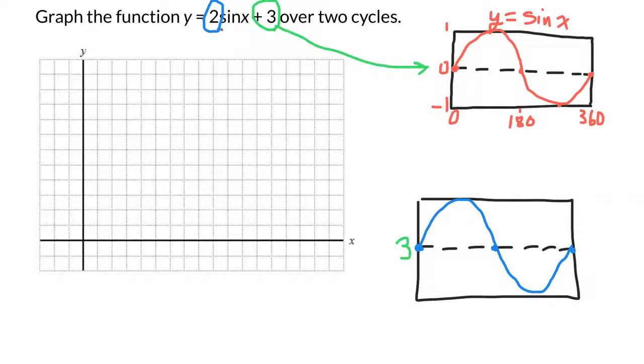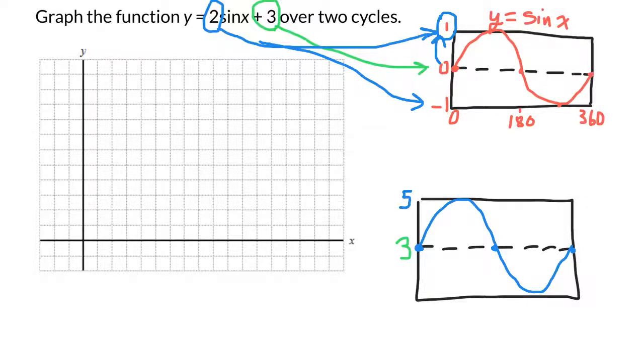But this 2 refers to a stretch. So it applies to my minimum and my maximum values. Instead of my maximum being 1, I'm going to multiply it by 2. So 1 times 2 is 2. So instead of my amplitude being 1, my amplitude is now 2. So I have to add 2 to my central axis. That means my maximum value is 5.